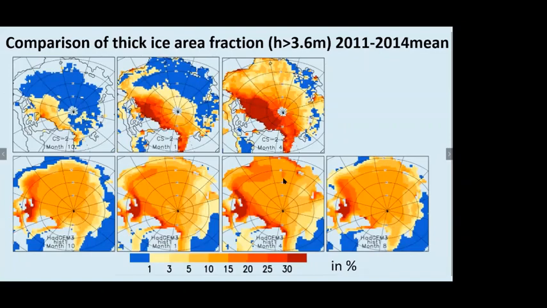Let's look at some maps of how the distribution is. On the top row, we see the observations. The first one is for October. We see all the blue cover, where we have hardly any thick ice, less than 1% thicker than 3.6 meters. Then this yellow is something between 1 and 5%, and the red, above orange, is about 15%. So we see a strong change from October, the first one, to January.